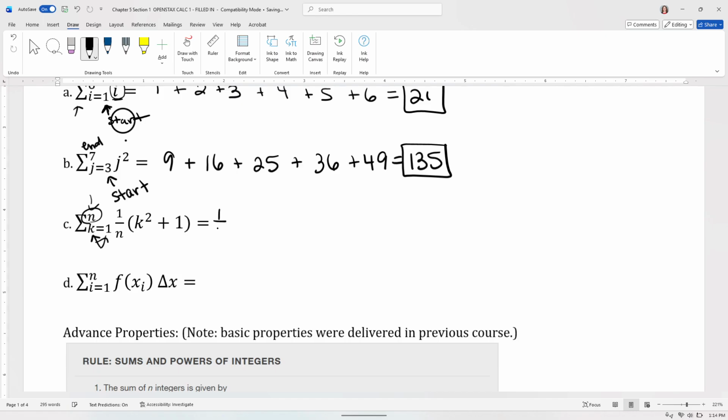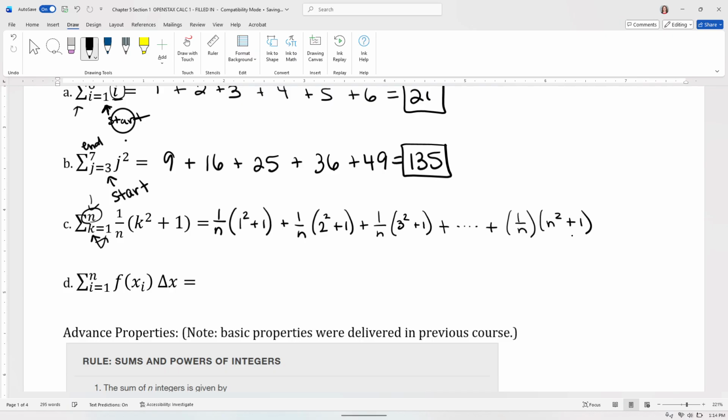So the first one is 1 over N, I'm plugging in a 1 in the K spot. The next one is 1 over N, and I'm plugging a 2 into the K spot. The next one, 1 over N, and I'm plugging a 3 into the K spot. And this pattern continues until I get to the top, which was an N. So generically, that's what we'd be looking at. Now, I can't do anything more. I mean, I could factor out 1 over N, but other than that, I can't really do much with that. Let's go to the next one down.